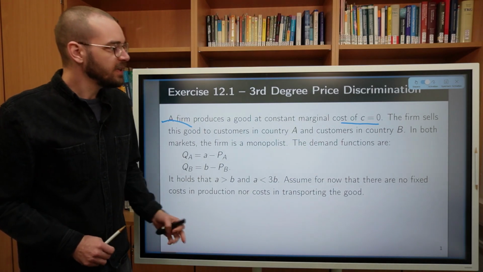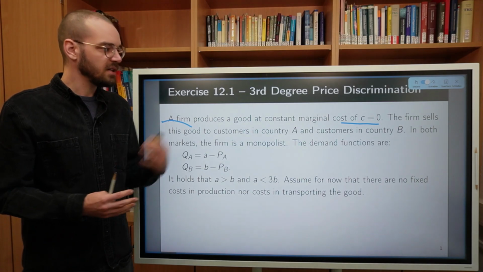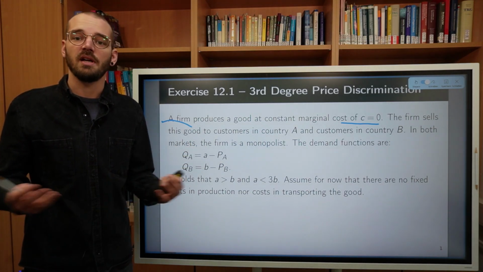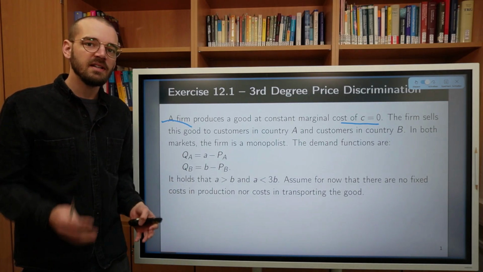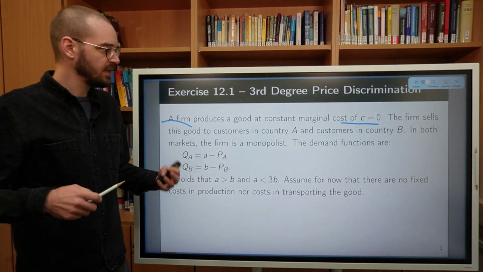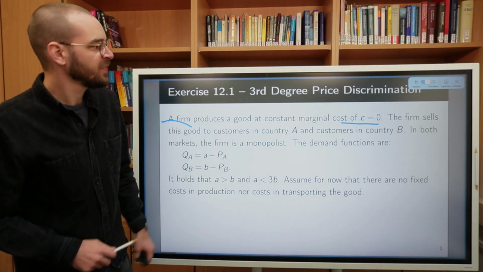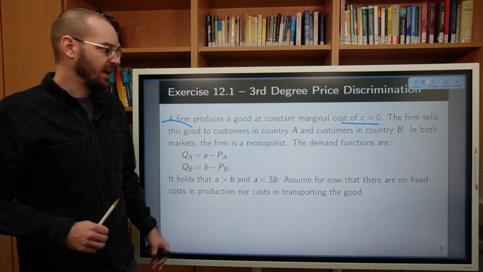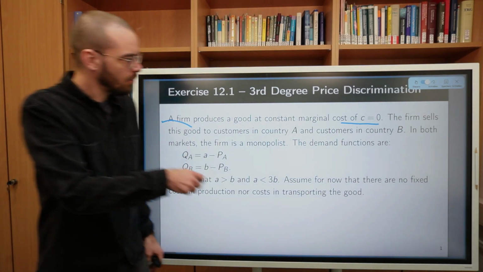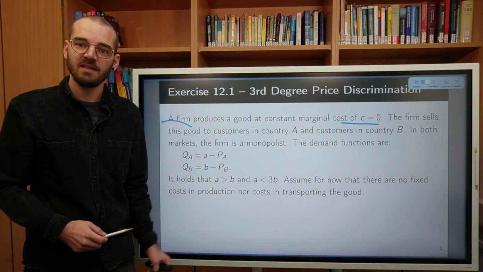We furthermore assume that this firm sells this good to customers in country A and customers in country B. So we treat these two countries as two completely separated markets. One market in country A, another market in country B. In both markets, the firm is the monopolist. And then we, in addition, know the demand functions for both of these markets respectively.